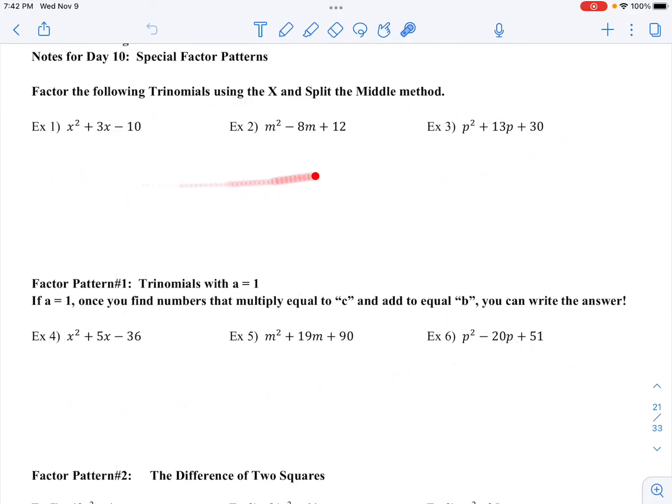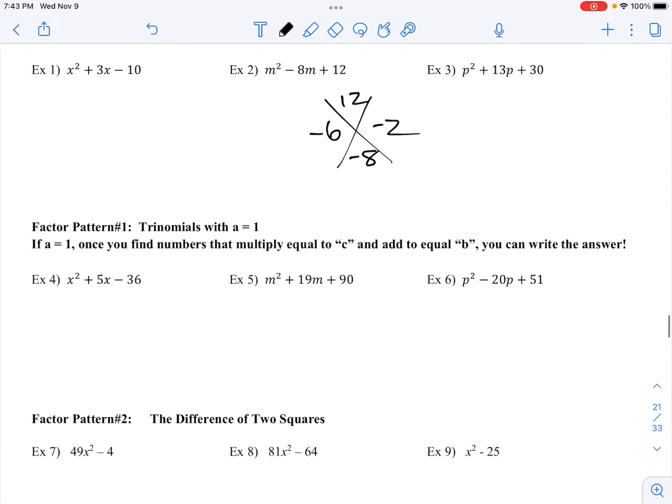You already know how to do these problems. Notice how they have 1, 2, 3 things, and then we would do the x. Remember that this 12 gets multiplied by the 1 in front, and you get 12. This number goes at the bottom, -8. You think of two numbers that multiply to 12 that add up to -8. I believe that would be -6 and -2. That's what the first 6 examples are, just to refresh your memory.